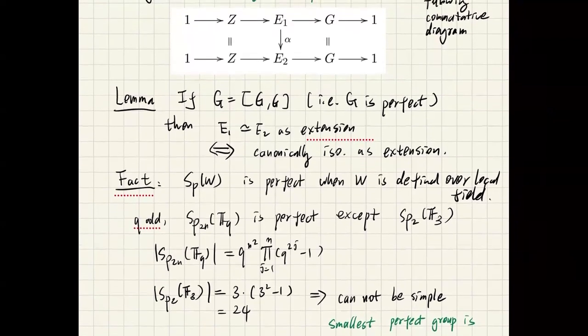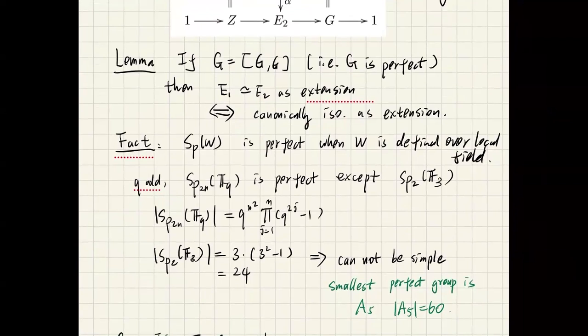For the finite group, in most cases this Sp_2n(F_q) is perfect, except there is an exceptional case, Sp_2(F_3). Okay, so you can check that this is not a perfect group in this way. In general, the number of points in Sp_2n(F_q) is given by this formula: q to the power of n squared times the product from 1 to n of this factor. So you just substitute n equal to 1, q equal to 3, and you see it has 24 elements.